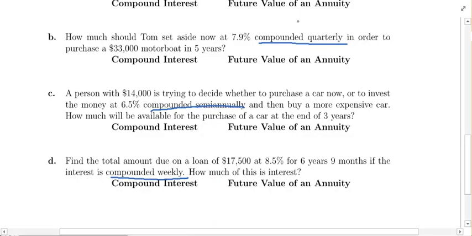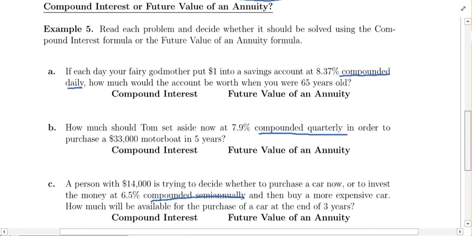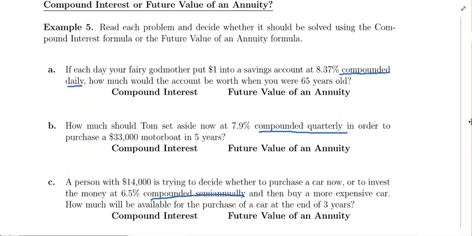So for every single problem in chapter 3, you're going to see this phrase that I have underlined in blue, unless it's a simple interest problem, okay? So in making the determination for example 5, you do not make your decision based on this phrase because they all have that phrase, okay? You need to try to implement what we talked about, okay?